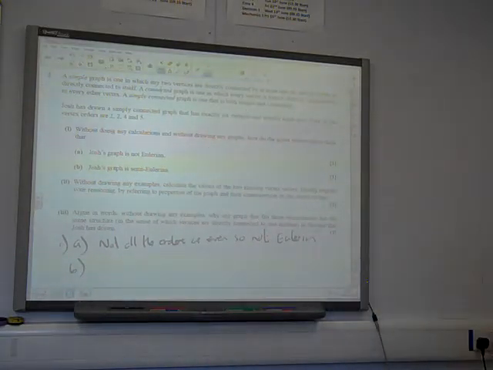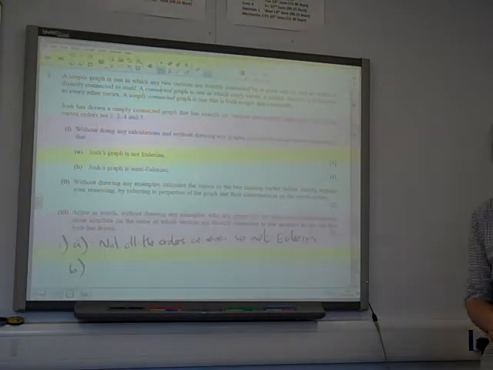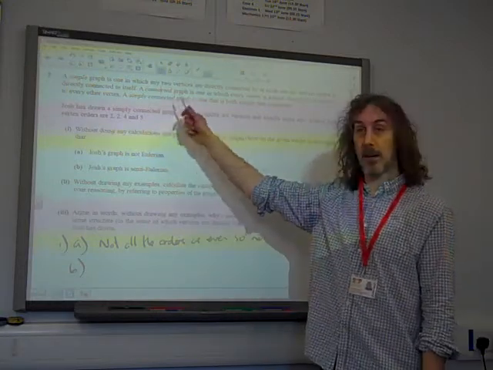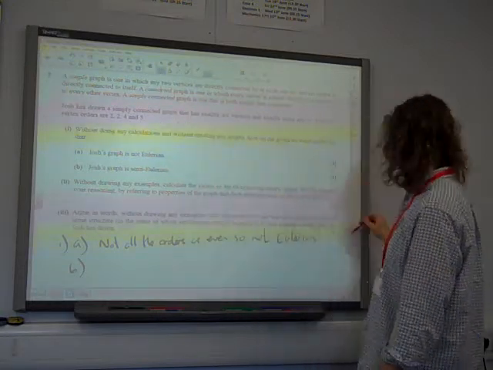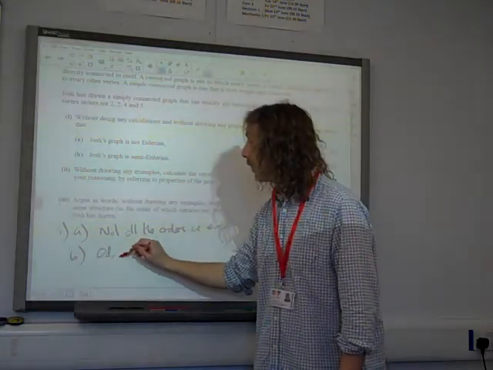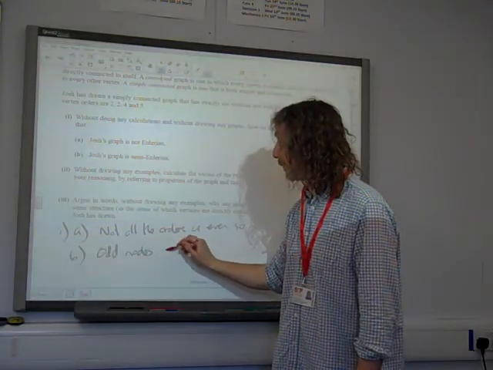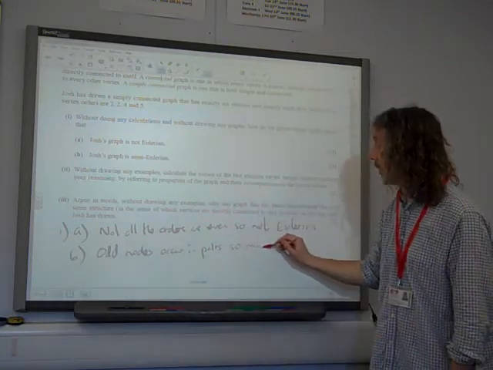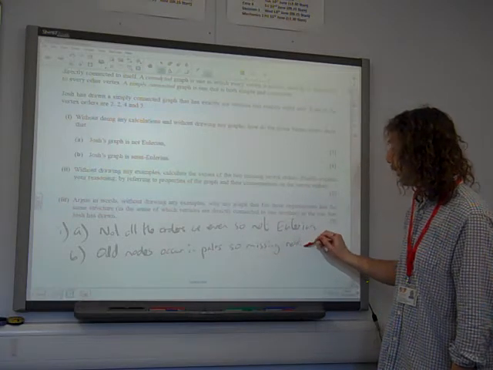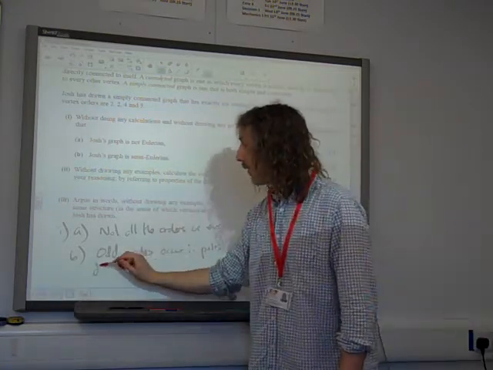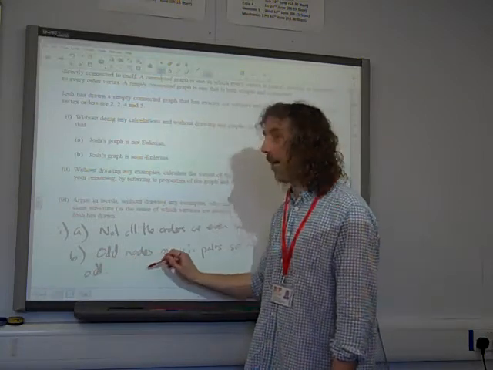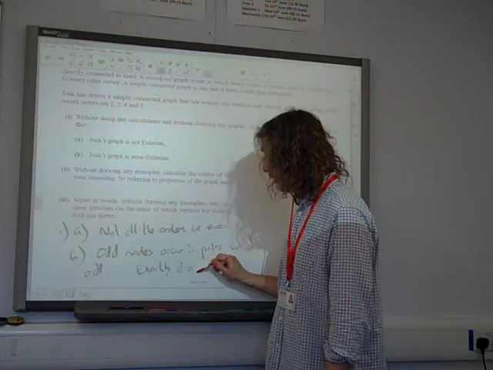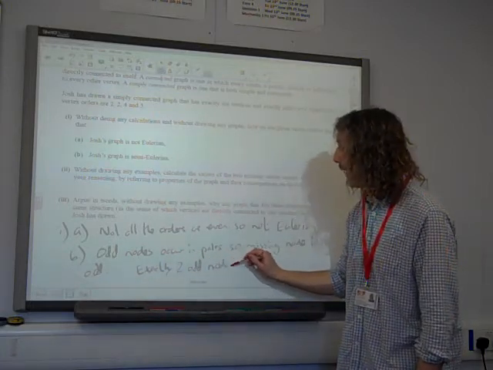Well, how do we know that? We know that odd nodes occur in pairs. And there's one odd node in our list, so the other one must also be odd. So the missing node is odd. Therefore, there are exactly 2 odd nodes. And that's what we need for it to be semi-Eulerian.